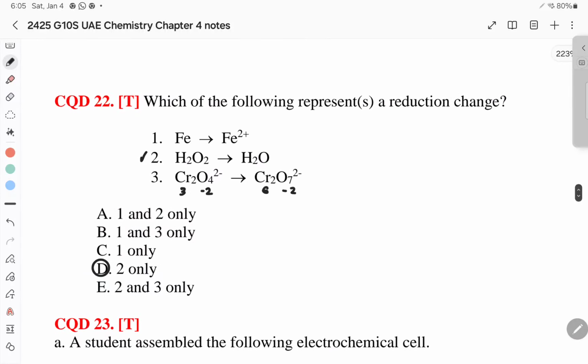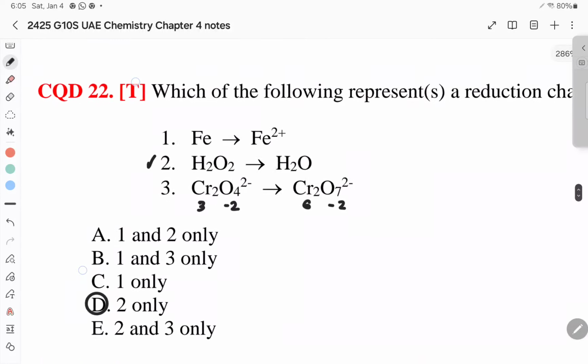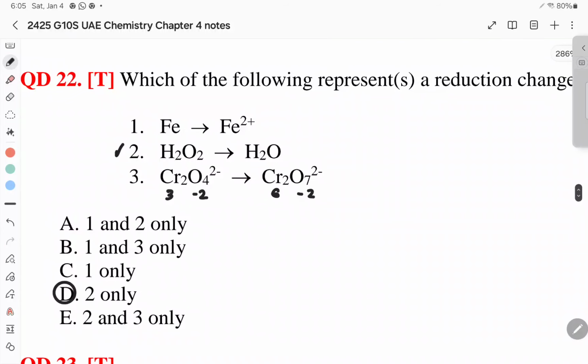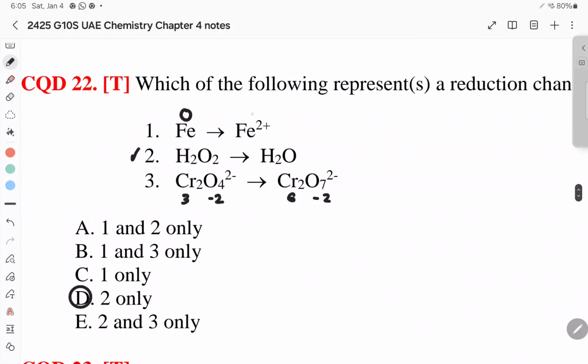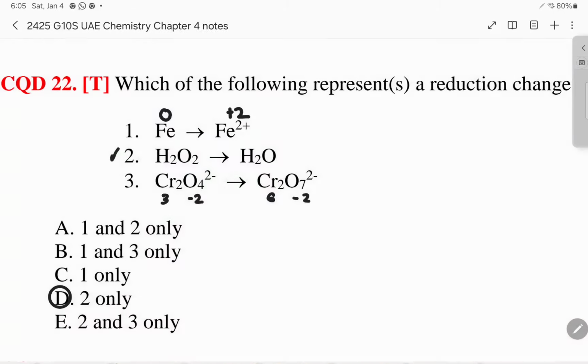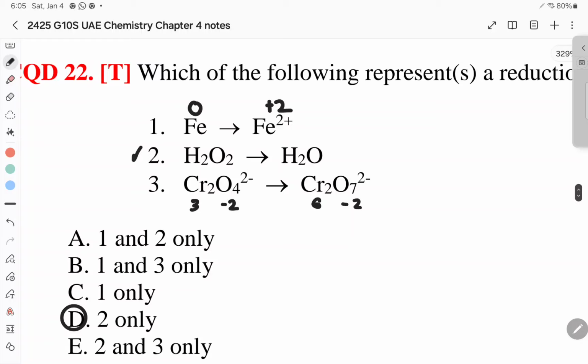Now here they're asking us which of the following represents reduction. Here, Fe went from having oxidation number 0 to having oxidation number +2. 0 to +2, it's increasing, so it's oxidation. Oh my gosh, this keeps happening. So it's oxidation. Since it's oxidation, this is not reduction. H2O2 to H2O. Here you're losing an oxygen, so it's reducing the number of oxygens, so this immediately is correct.